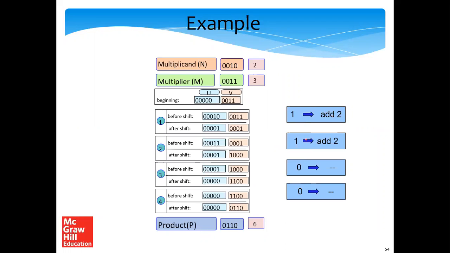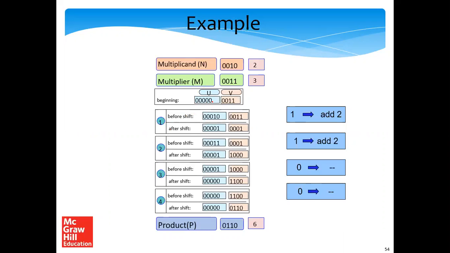Let's suppose here we multiply 3 into 2. Then, as discussed in the algorithm, all the bits of u are 0 and we have the multiplier in the register v, 0011, and in u all the bits are 0, and we take one extra bit to check the overflow.